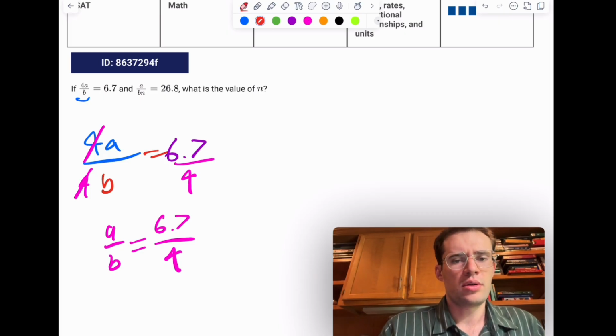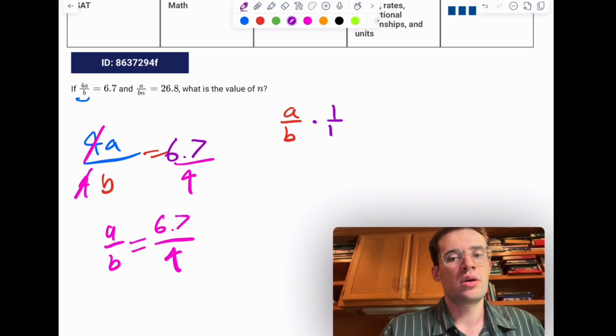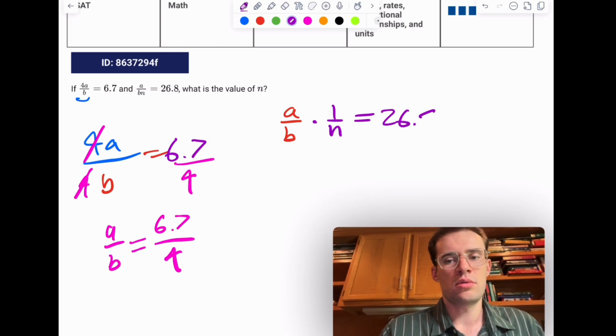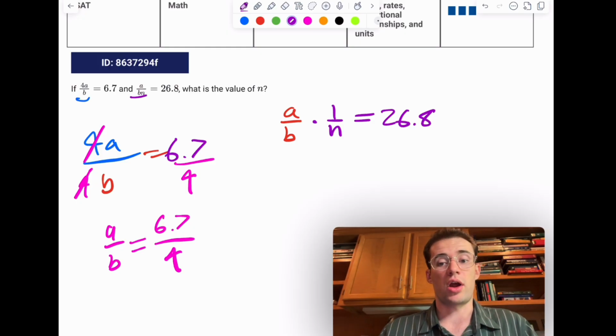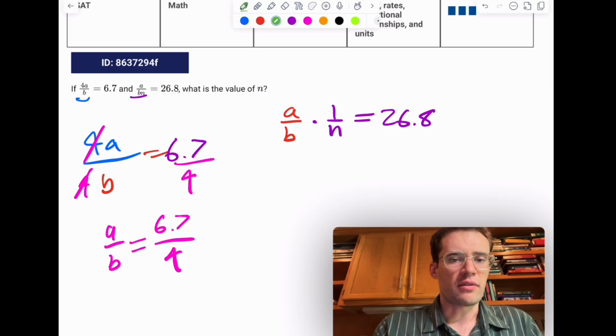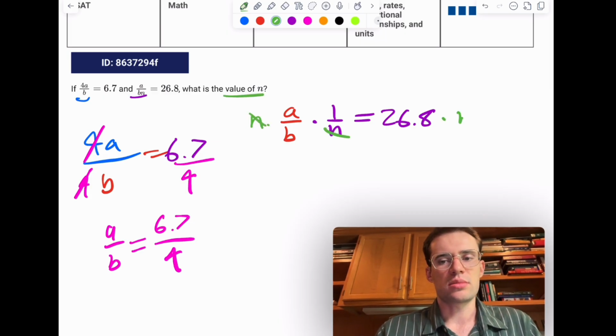Now, we know that a over b times 1 over n, meaning divided by n, is equal to this 26.8. It's equivalent, since a over bn is a over b times 1 over n. So if we want to solve for n, we just multiply both sides by n, and n divided by n cancels. Over here we get 26.8n. So that gives us that a over b is equal to 26.8 times n.